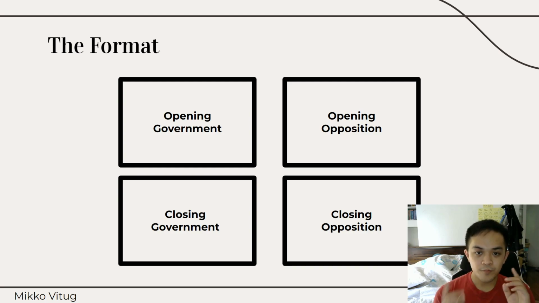So the opening teams will take turns. One speaker from opening government will speak, then from opening opposition, then the second speaker from opening government, and then the second speaker from opening opposition. And it is only when these two teams are done that the closing government's first speaker will come in, and then the closing opposition's first speaker will come in. And then the second speaker from closing government, and then the last speaker from closing opposition.